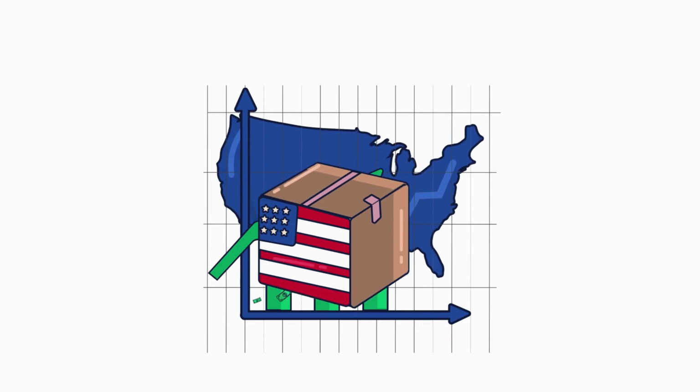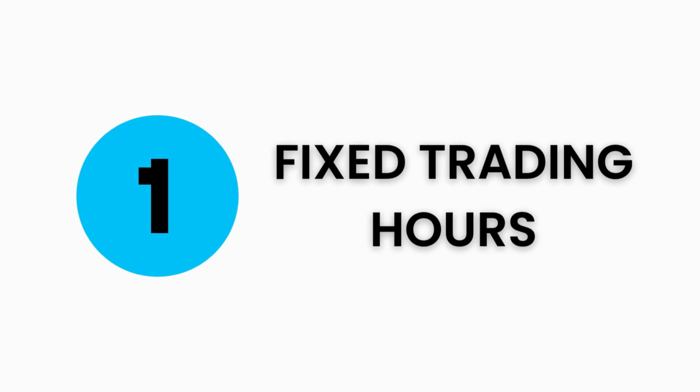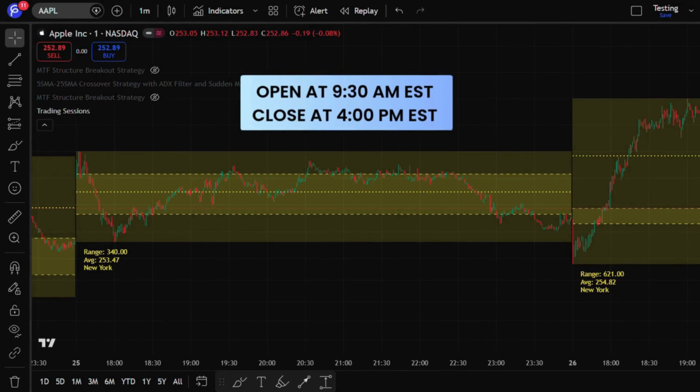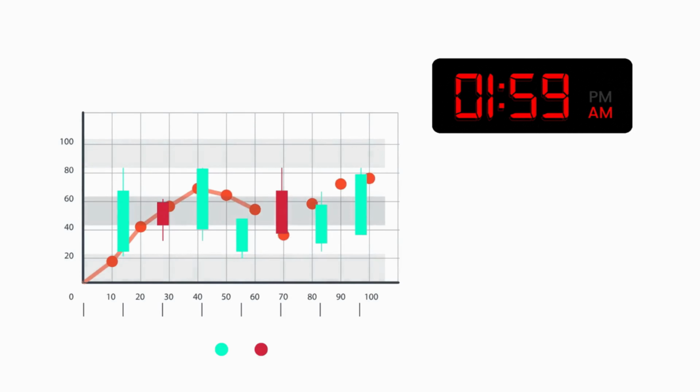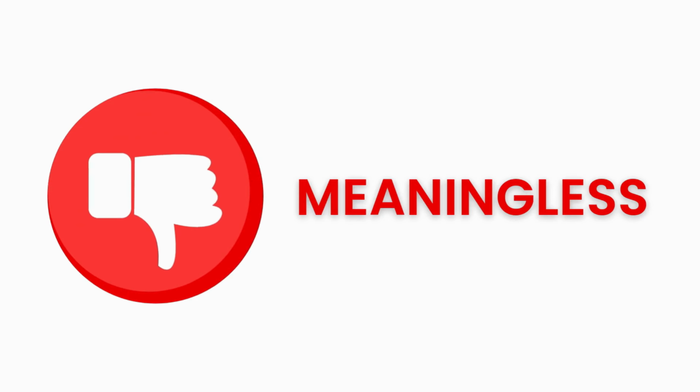Here's what makes US markets unique. First, fixed trading hours. Markets open at 9:30 a.m. Eastern, close at 4 p.m. That's when 80% of volume happens. Your strategy running signals at 2 a.m.? Meaningless. Second, the open is violent.